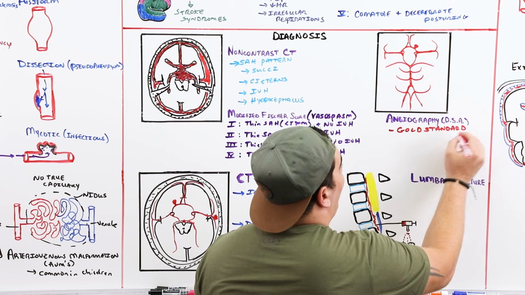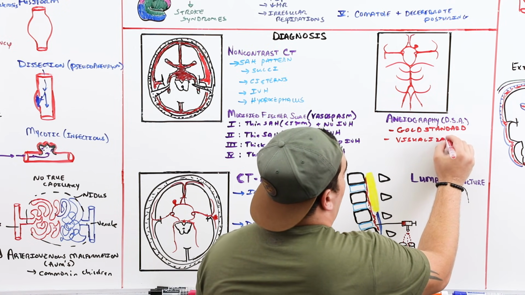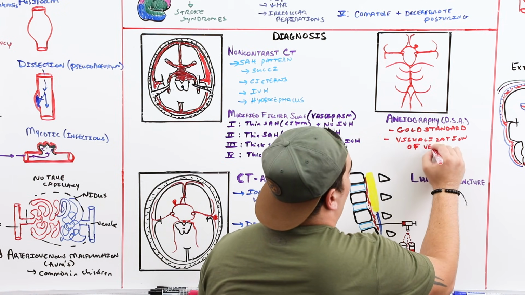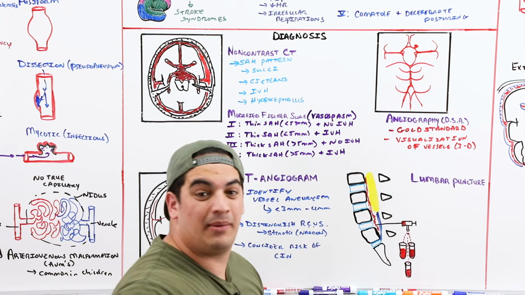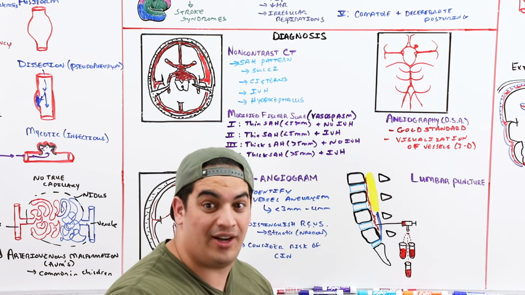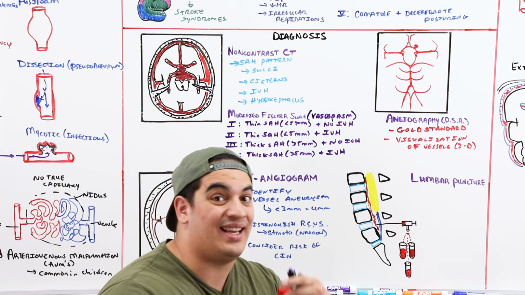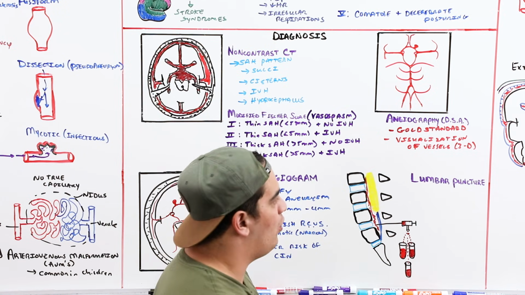This will give you direct visualization of vessels in a three-dimensional image. So this is a real-time kind of look at the vessels. It's kind of the gold standard. You get a very good look at those vessels and see if you can find any aneurysms, any dissections, any AVMs, so on and so forth. So it's definitely the gold standard.